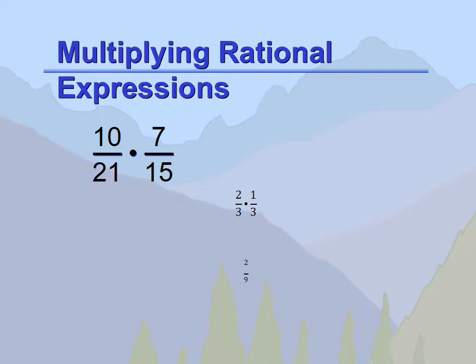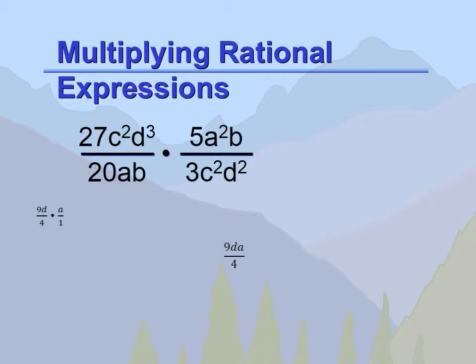You can also cancel the 7 and 21. 7 goes into 7 once, which is why there's a 1 instead of a 7, and 7 goes into 21 3 times, which is why there's a 3 instead of a 21. Now that we've canceled what we could, now we multiply. 2 times 1 is 2, and 3 times 3 is 9. So you can do the same thing when you're multiplying rational expressions.